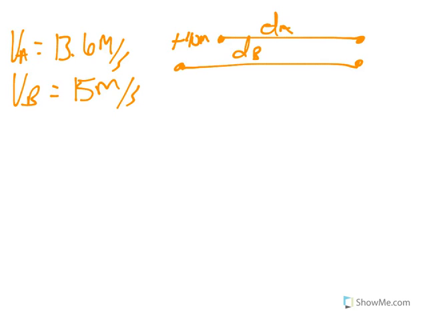So we have to figure out several things. We have to figure out the time it takes for them to catch up, and the times should be equal, right? Because they're leaving at the same time, they're catching each other at the same time. And whenever B passes A, they will have arrived at the same spot.